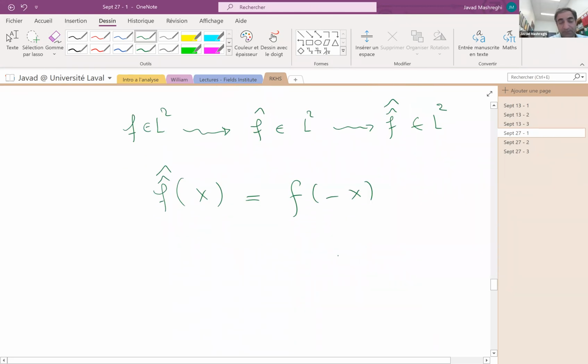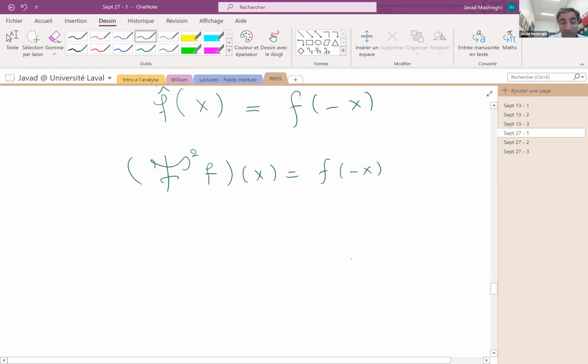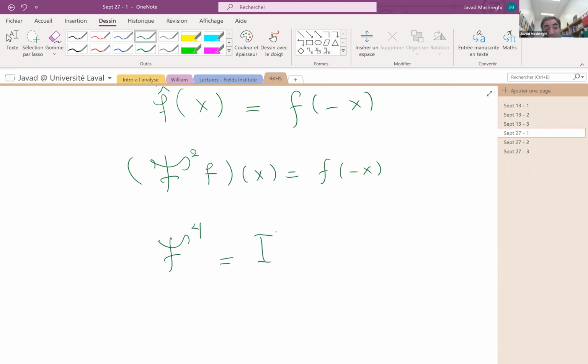And putting hats over hat is not that interesting. Sometimes instead of hat, they use F with a script like this for the Fourier transform. So if you apply the Fourier transform twice to F at point x, you obtain f of minus x. If you apply it two more times, you see that F to the fourth is equal to the identity. In other words, the Fourier transform is invertible and its inverse is F cubed.